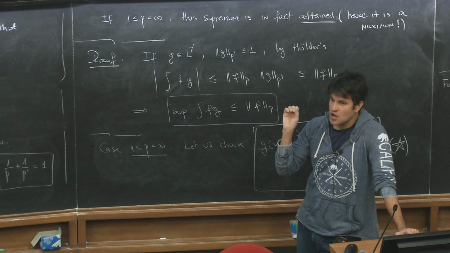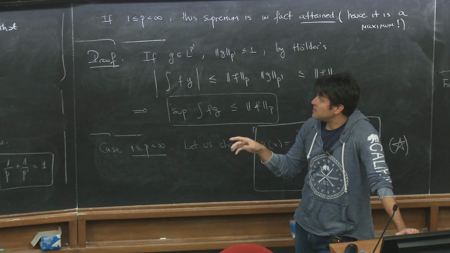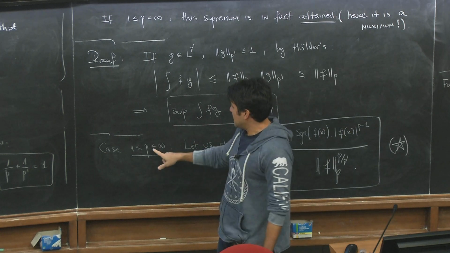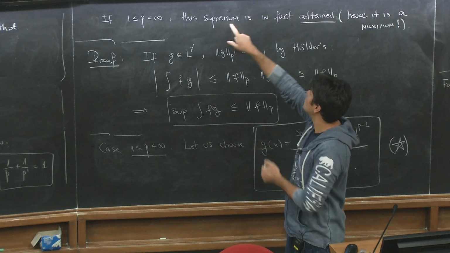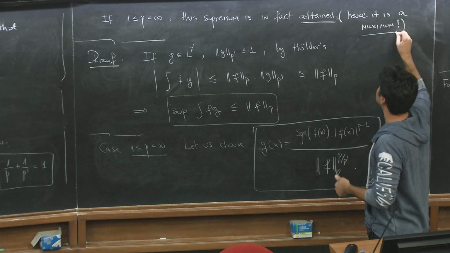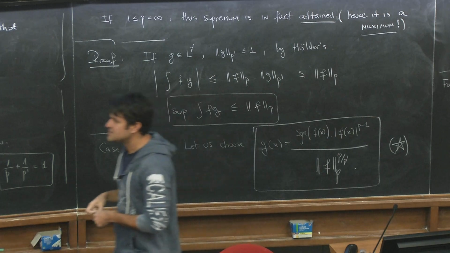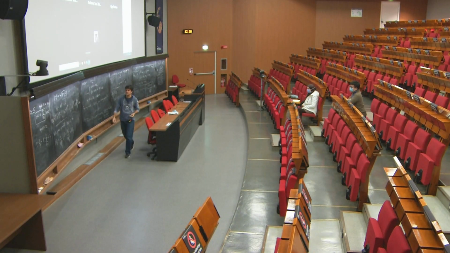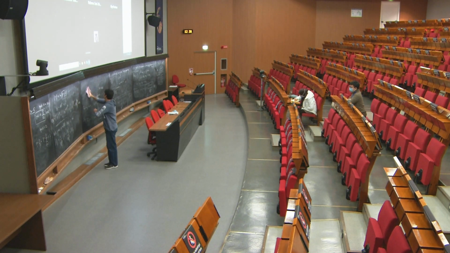So in this case, 1 less than or equal to p strictly less than infinity, we actually proved this stronger statement, that the supremum is in fact attained. It's a maximum. I can actually construct a function that realizes the supremum. Now let's take a look at the other case, and then we finish.